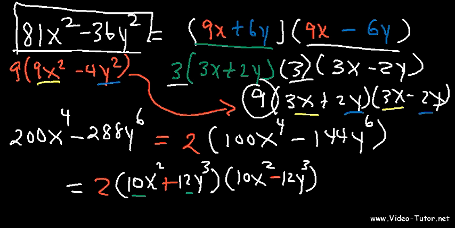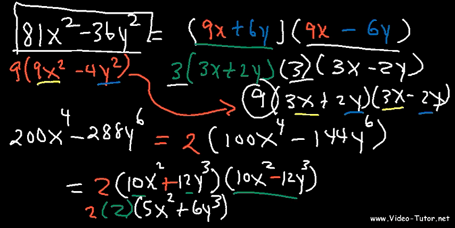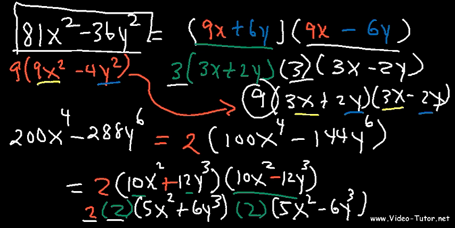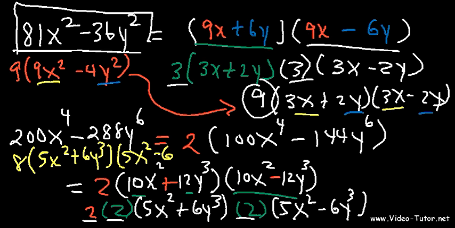Now, 10 and 12 are both even numbers, so we can take out a 2. And if we do so, we'll be left with 5x squared plus 6y cubed. And we could take out another 2 from this term, and so we'll have 5x squared minus 6y cubed. So if we collect these three numbers on the outside, it's going to be 8 times 5x squared plus 6y cubed times 5x squared minus 6y cubed. And that's the answer for this problem.